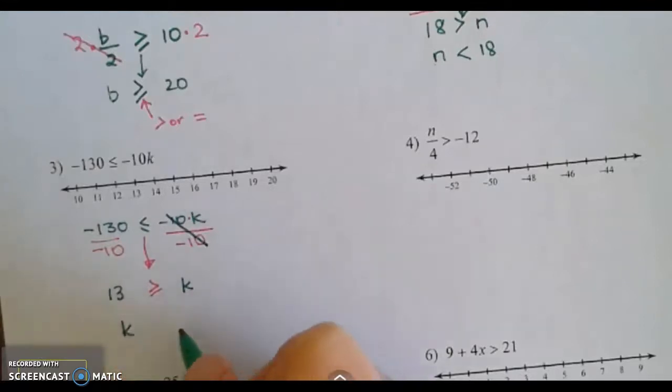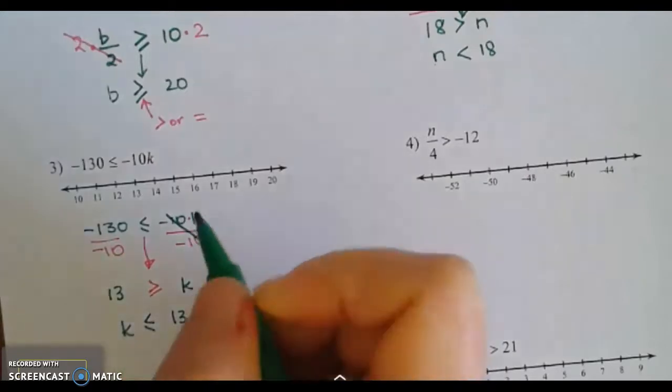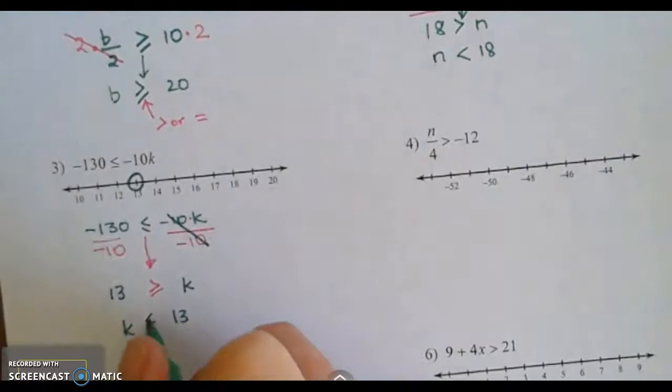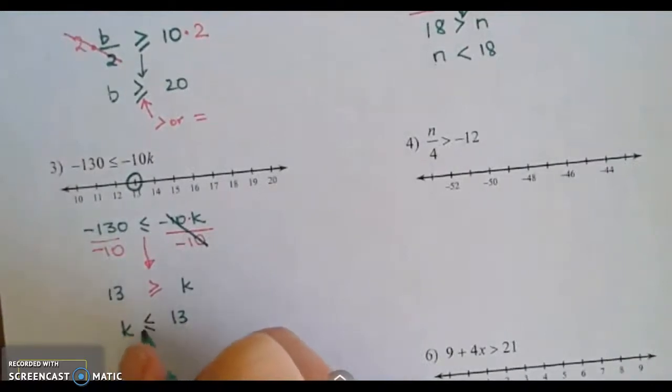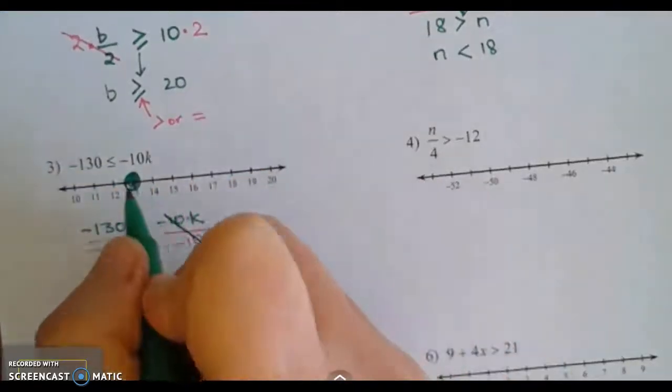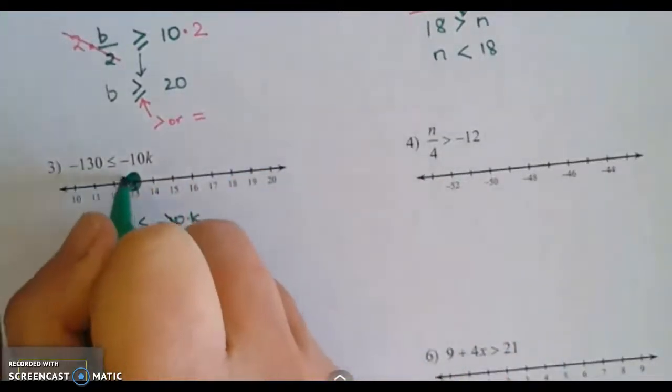Again, I am going to flip it so that I have the variable on my left and the number on the right. And that means I need to flip the inequality symbol as well. So I have k is less than or equal to 13. Find my 13 here. And because it's less than or equal to, that equal tells me I need to shade that in. And I am shading to the left.